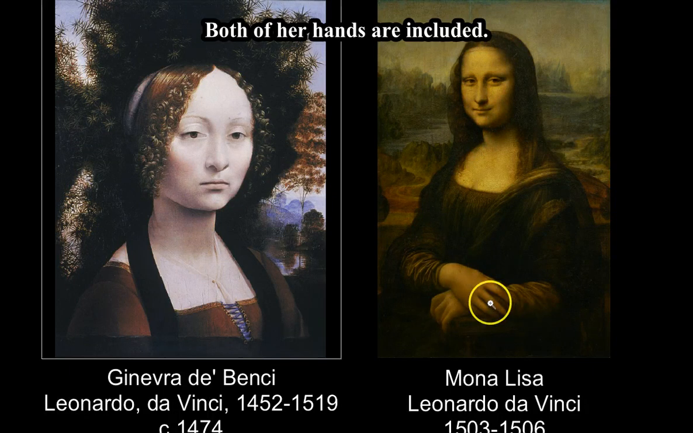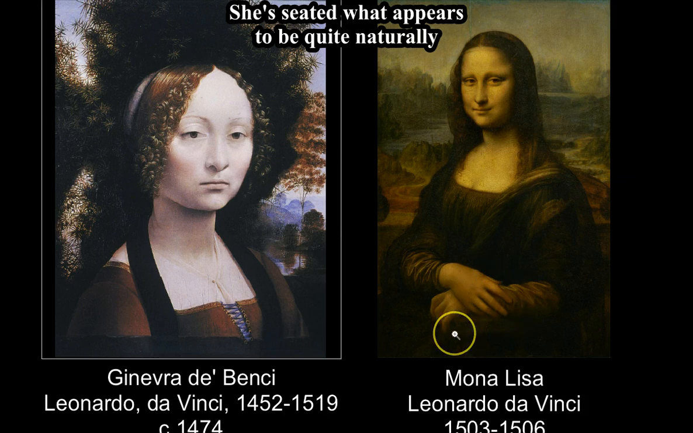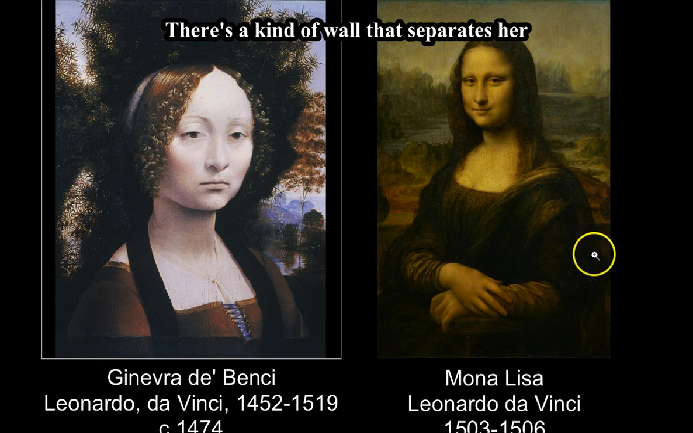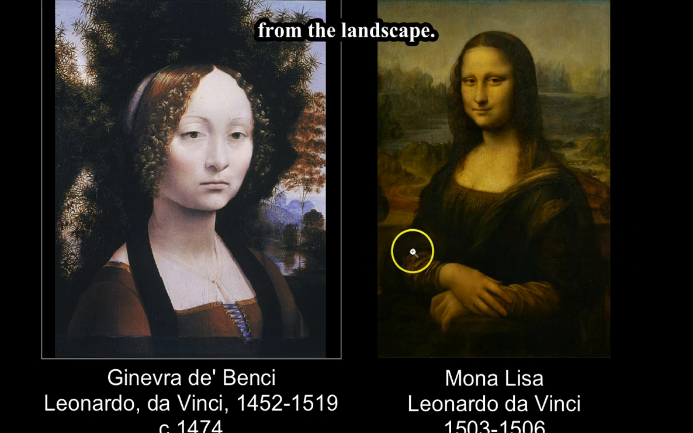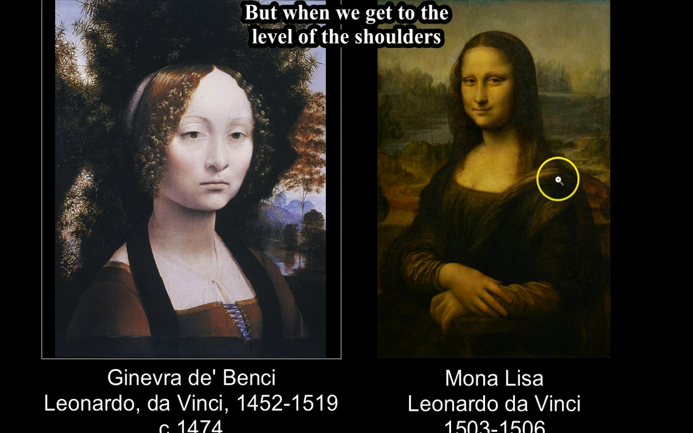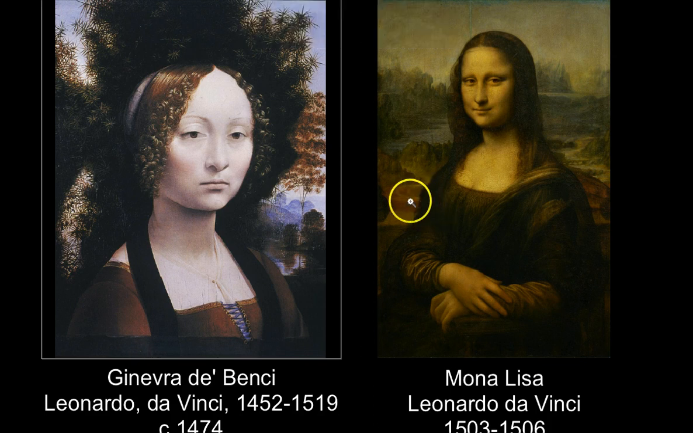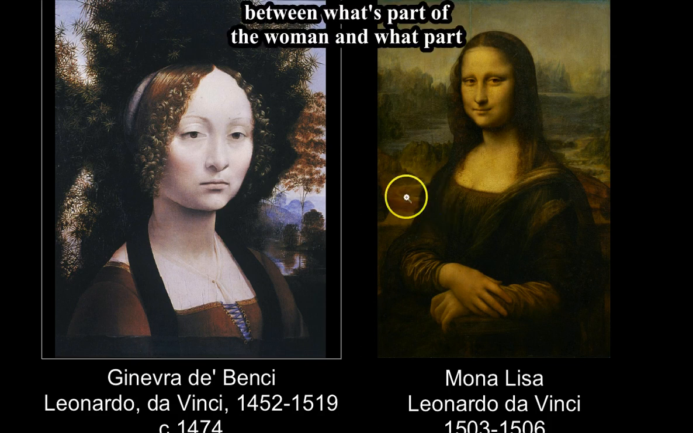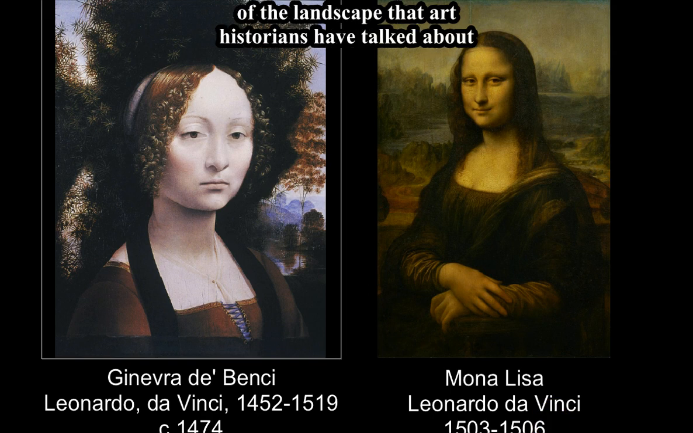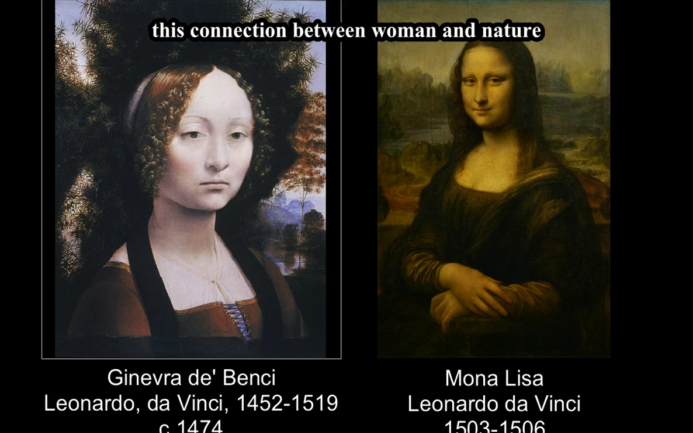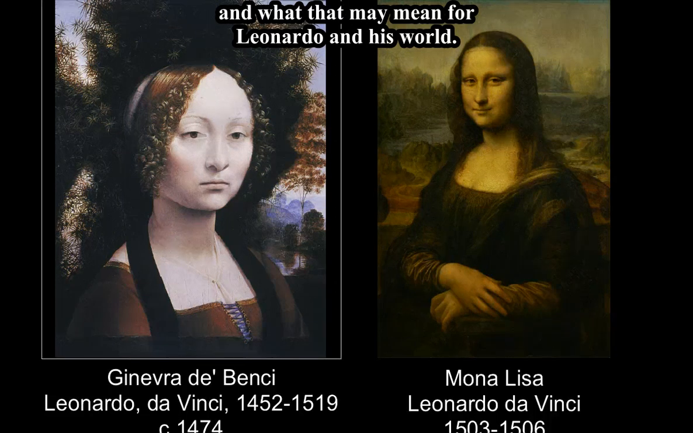Both of her hands are included. She's seated, what appears to be quite naturally, out in this landscape. There's a kind of wall that separates her from the landscape. But when we get to the level of the shoulders and the head, it's so blurred, this delineation between what's part of the woman and what's part of the landscape, that art historians have talked about this connection between woman and nature and what that may mean for Leonardo and his world.